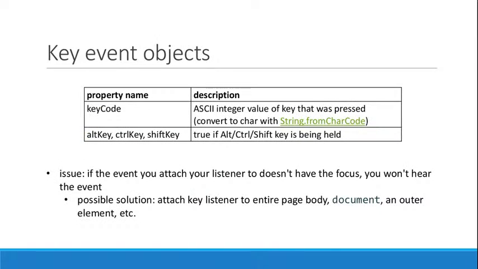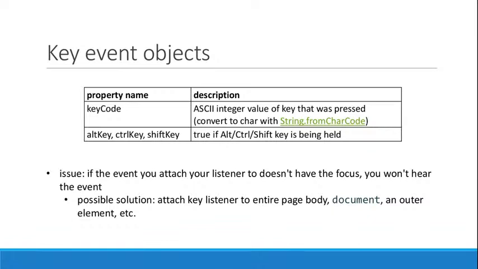Then with the key event objects, just like how we had for the mouse event object, with the key event object you will have the key code, which will be the ASCII integer value of the key that was pressed. I don't think you need to understand what ASCII is, right? You will be knowing that.